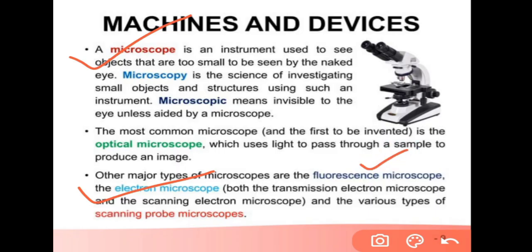The difference between the three is that in the simple microscope, generally light beams are used. In the fluorescent microscope we use UV light, and in the electron microscope we use an electron beam as the illumination of the object.